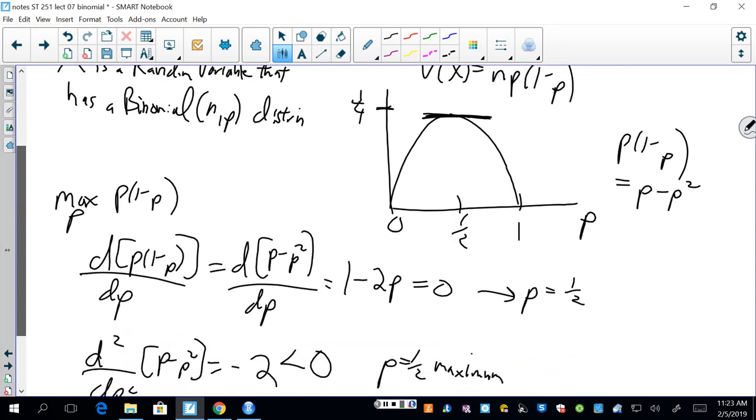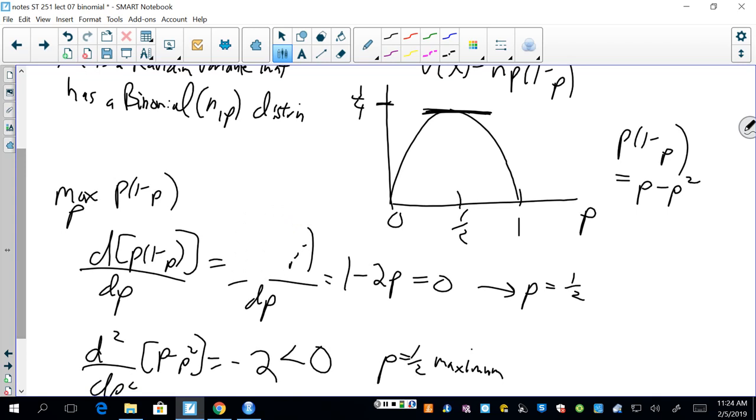Remember, the second derivative being negative means that the slope of the tangent line is changing from positive to negative. It's becoming smaller until it tips negative. Back over here you have a positive slope, but as p moves along, this thing is turning negative. So the second derivative gives that decreasing change, and so that's concave. This is where the maximum happens, at 1/2.